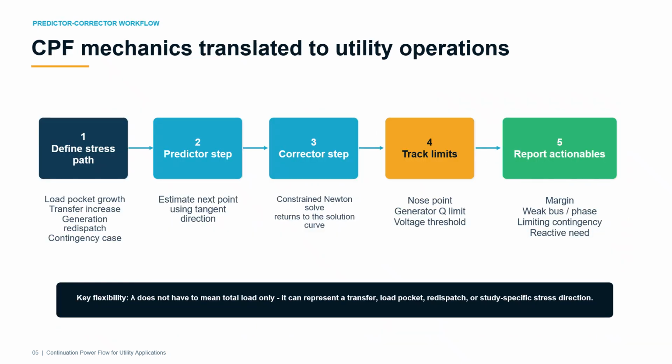CPF works through a predictor-corrector process. First, the engineer defines the stress path, such as load growth, transfer increase, redispatch, or a contingency case. And then the predictor estimates the next point on the solution curve. The corrector then brings the estimate back onto the actual power flow solution. As the process continues, CPF tracks limits such as the nose point, generator reactive limits, voltage thresholds, and weak buses.